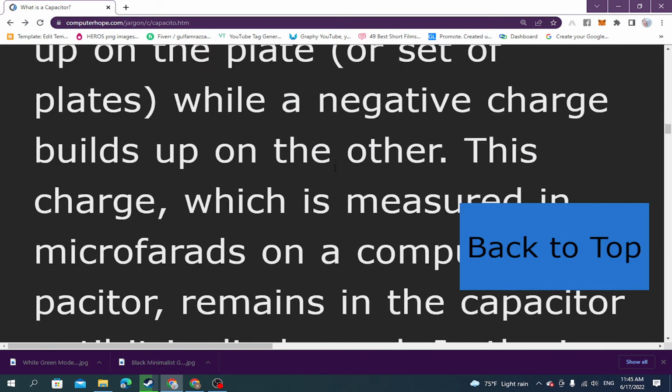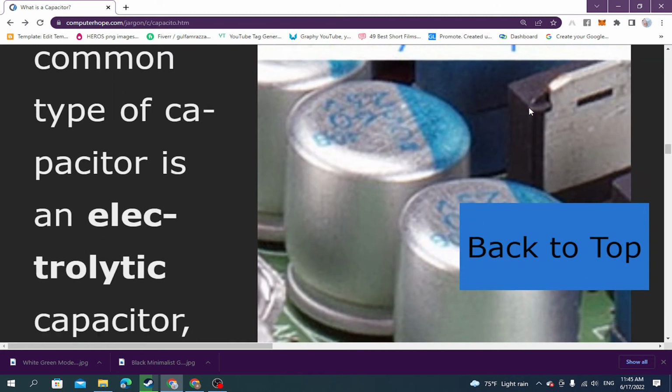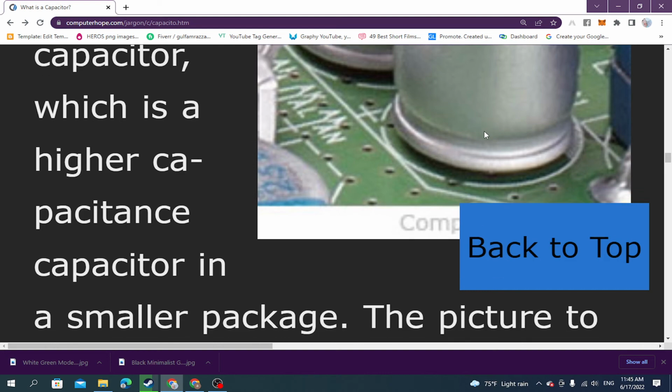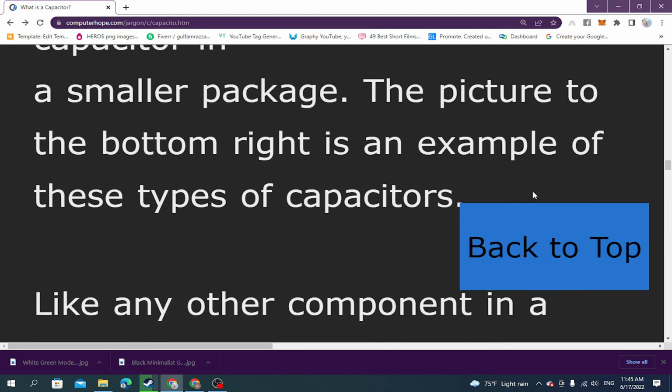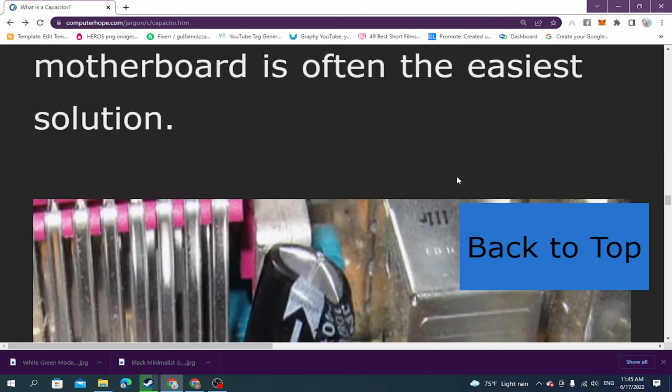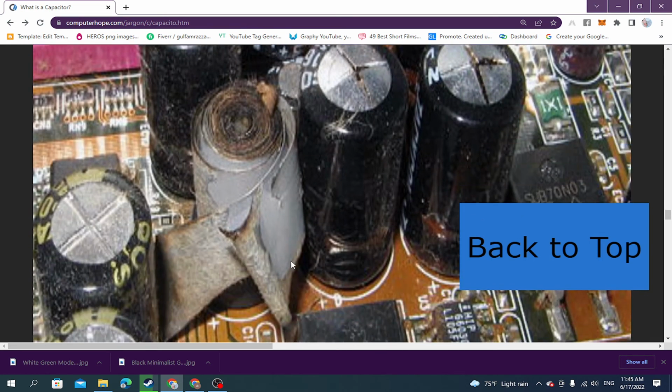Okay, so here I show you some electrolytic capacitors. These look very nice, and we can find these in computers. And here are some blown capacitors which are blown with electricity and get damaged.